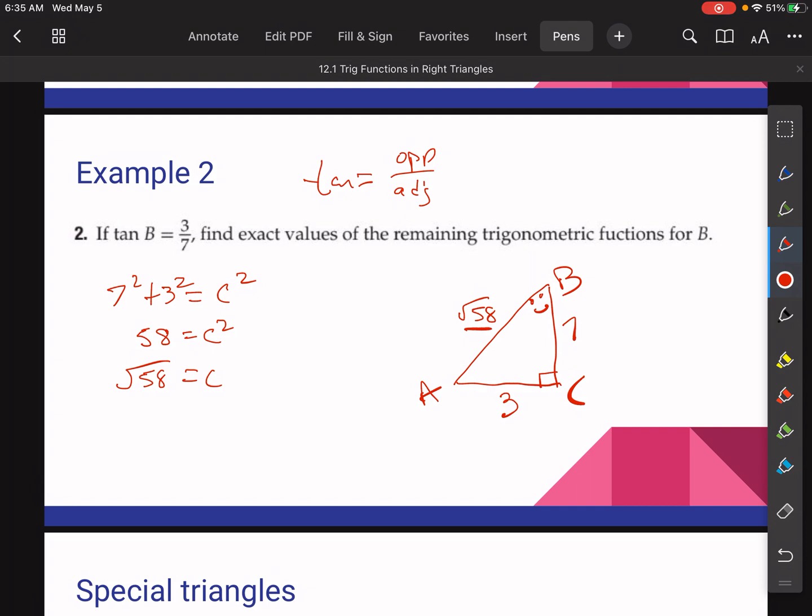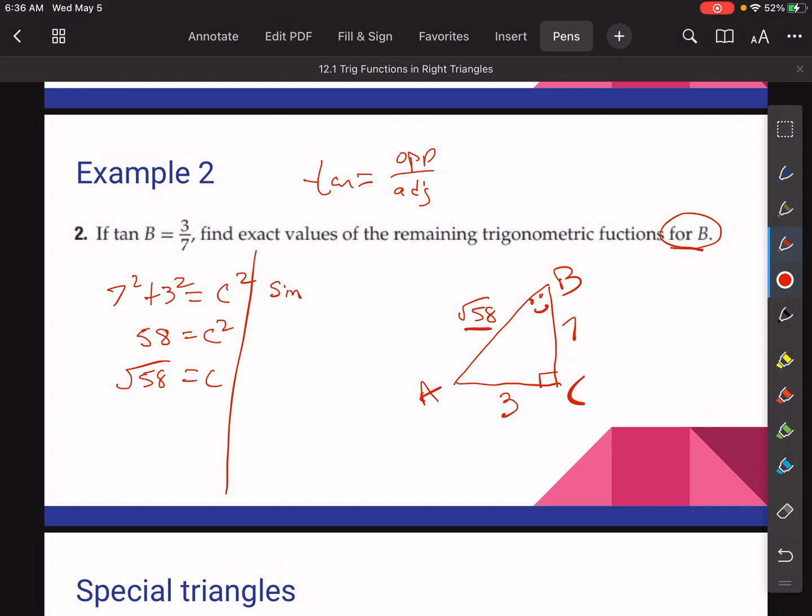And then with that, you might want to see if there's any perfect squares in there. So you might want to check 4, we know that 9 doesn't go in. You might want to check 16. 16 doesn't go in there evenly. 25 won't go in there evenly. So it looks like we're just going to leave it as the square root of 58. Okay, so now that we have that, the algebra here just gets a little trickier because we don't want a square root in our denominator, right? So let's find all the trig functions for B.